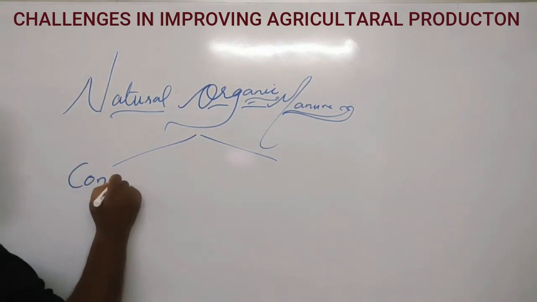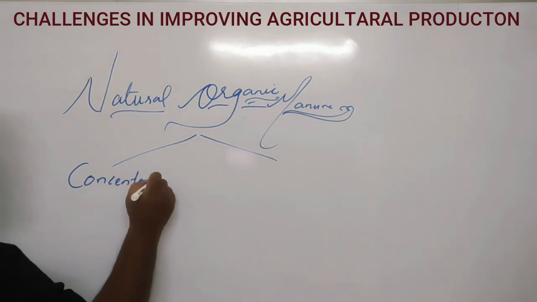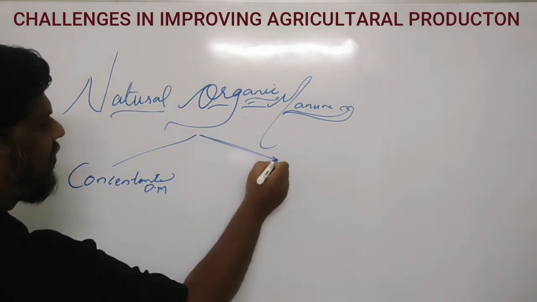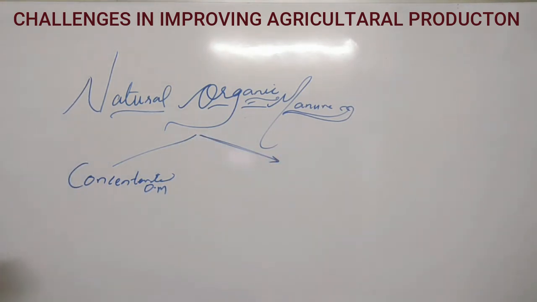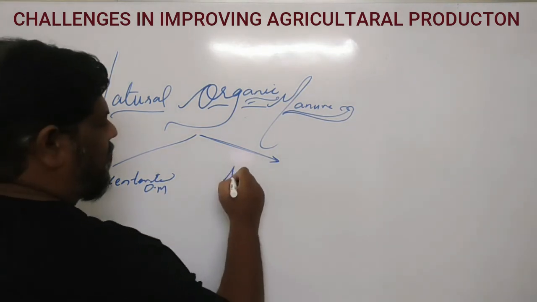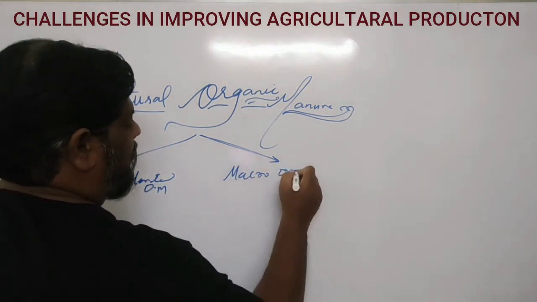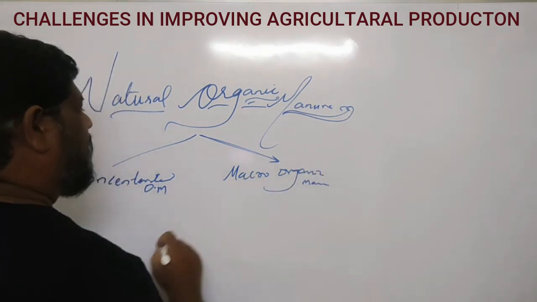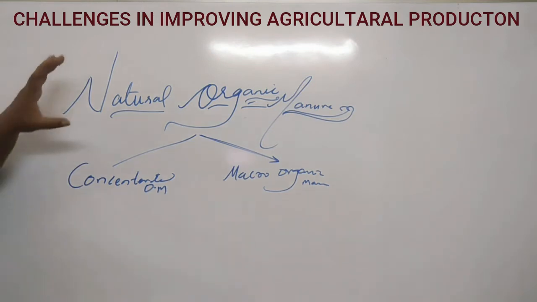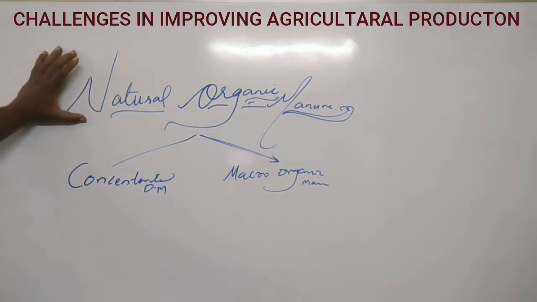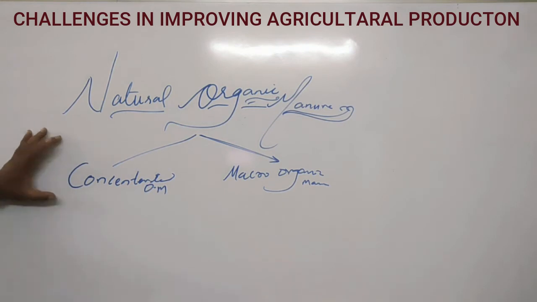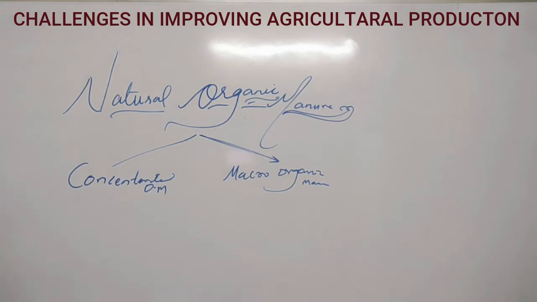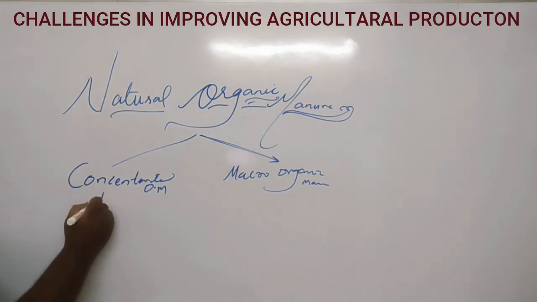So here the first one is the concentrated organic manure, and here the second one is the macro organic manure. So the natural organic manure, whatever we prepare, will be of two types. One is the concentrated organic manure, and the second one is the macro organic manure.